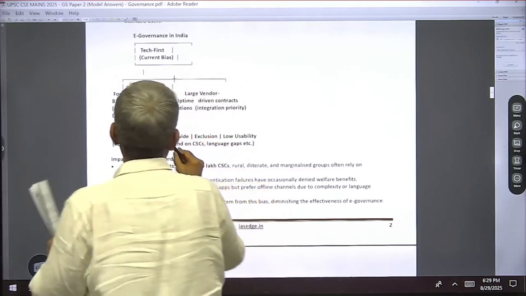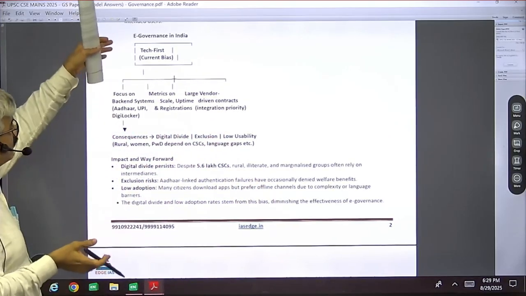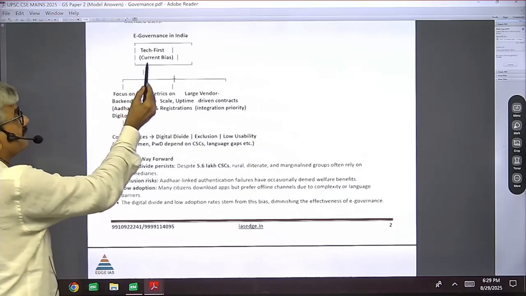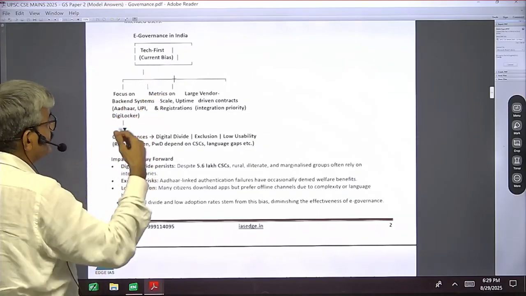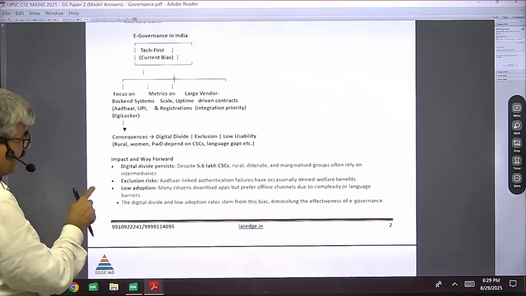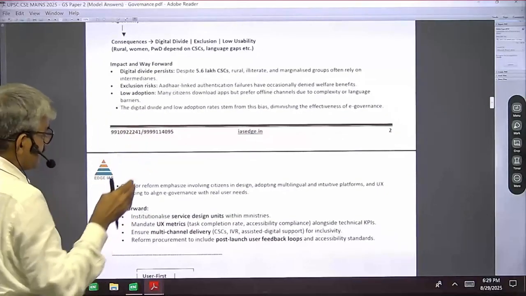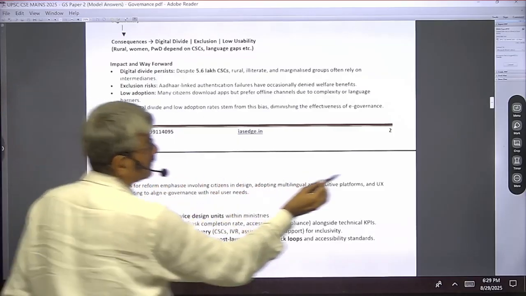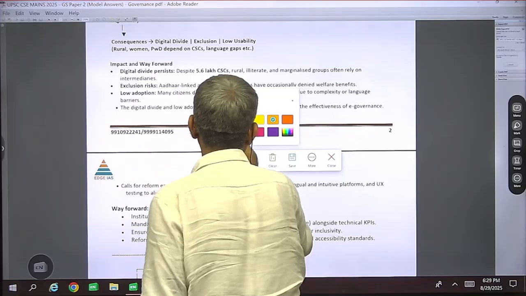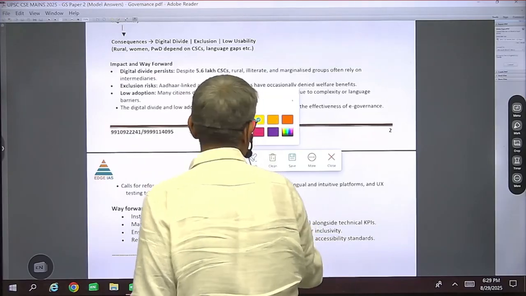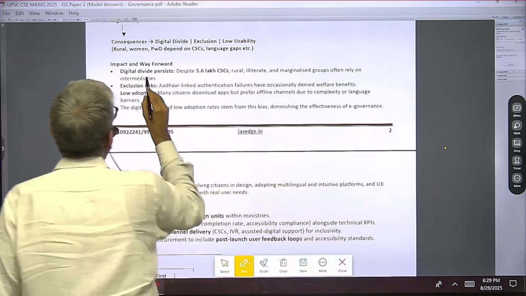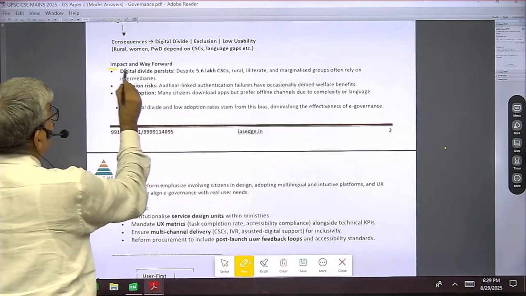And through this diagram, we intend to say how the e-governance patterns have been happening in India, and how the current bias on the technology side is happening. Actual position is there. The second part of it deals with our impact and way forward.